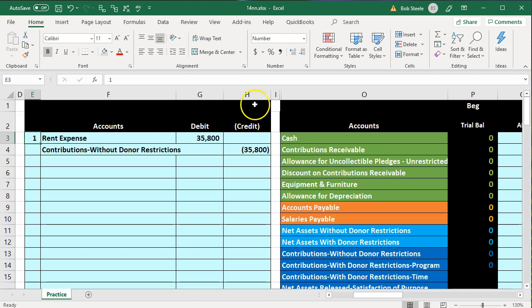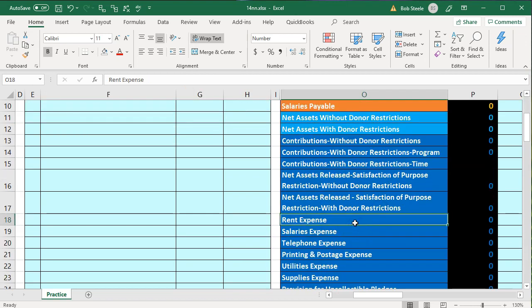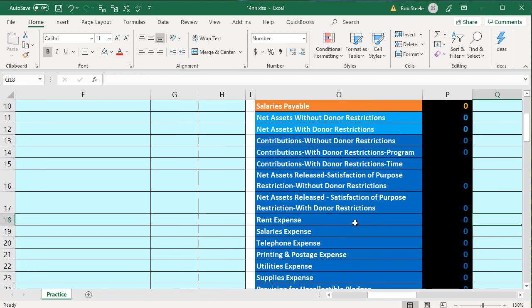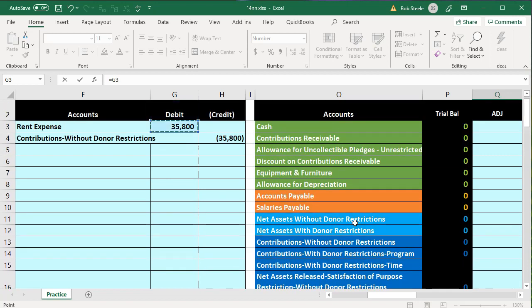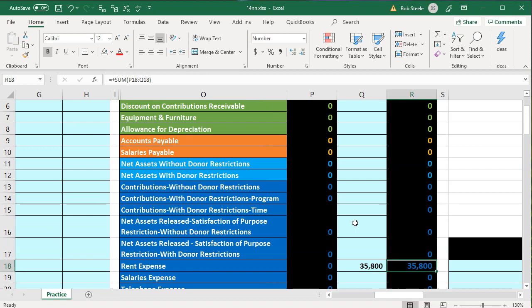We're going to say this rent expense first. That's up top. We're going to scroll down and say rent expense is down here. We're going to be in cell Q18. So within cell Q18, we're going to say equals and scroll back up. We're going to pick up the debit of the $35,800. That increases it by $35,800.